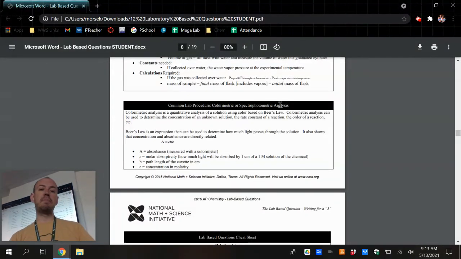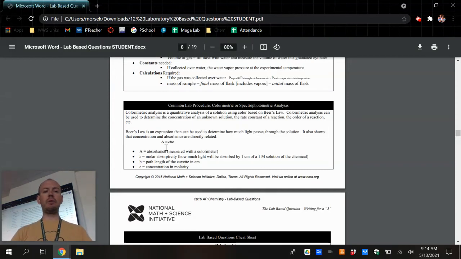Colorimetric, spectrophotometric means that we're looking at the color of a solution. We actually did this a couple times. We did it with crystal violet, the purple that went colorless. You did it at home with your Gatorade or food coloring or whatever.